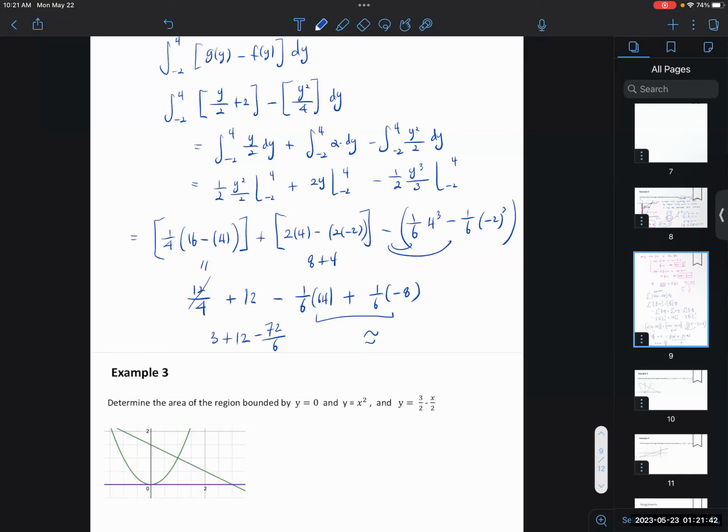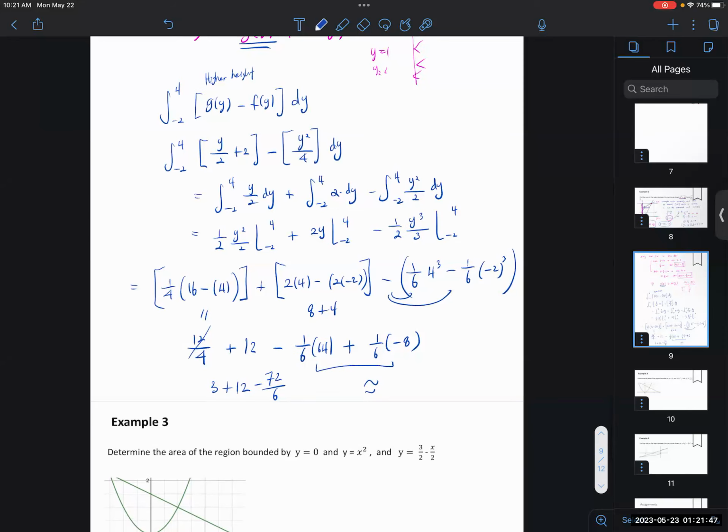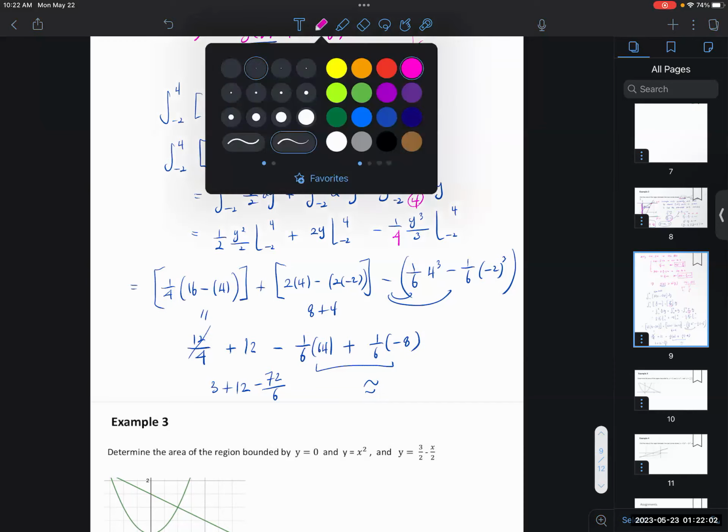Let me see if I have any typos. Yeah, I have a little bit of a typo. Sorry about that. That one was a 4. I don't know why I put 2. So let me just change it. This one should be 4, right? And then y to the third divided by 3. So that should be 12.